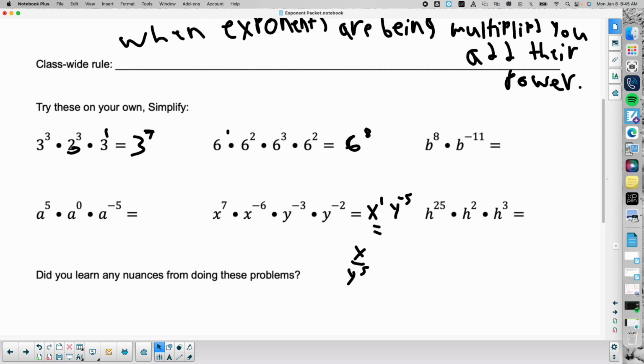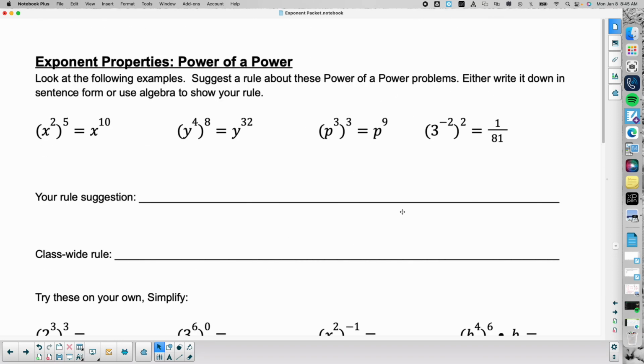Okay. Do you feel like we need to do the last one? Okay, that's kind of what I thought, because it doesn't get any different. The only difference is when you have different variables or different numbers, they have to be separated. Excellent job. Okay, next page is on the next property.